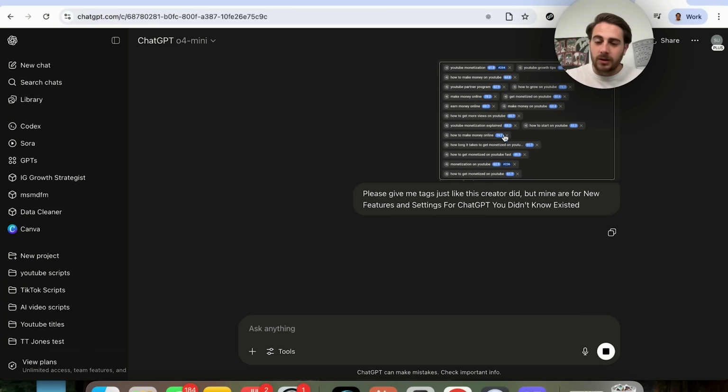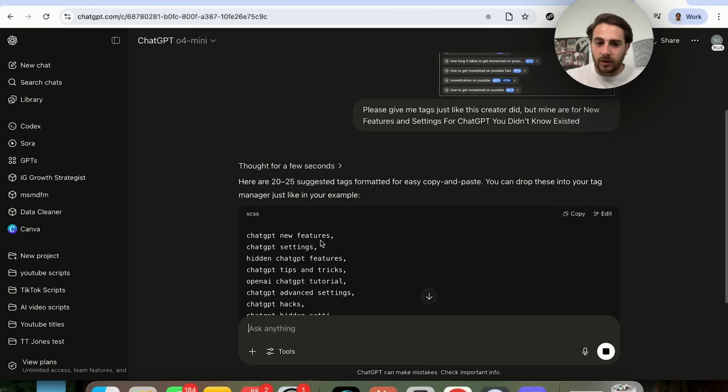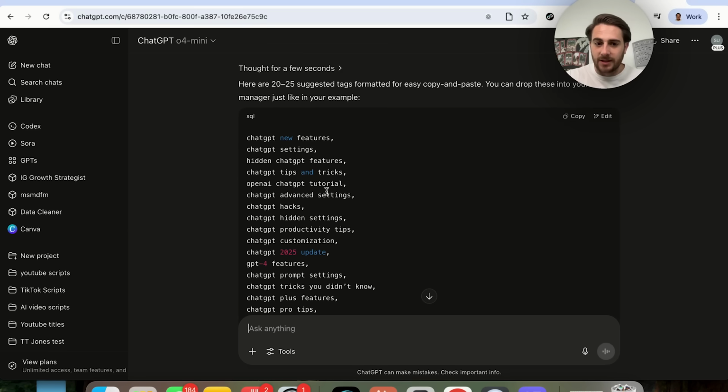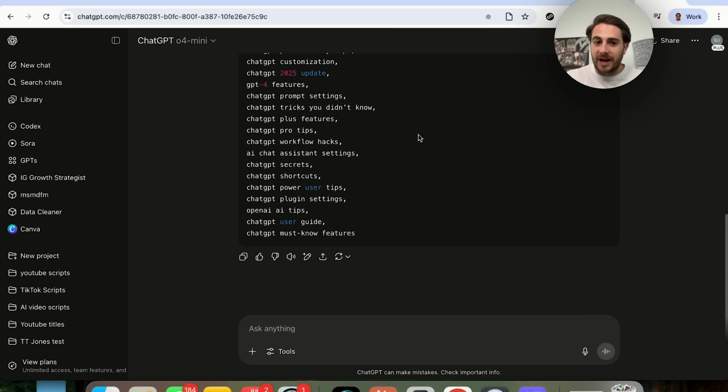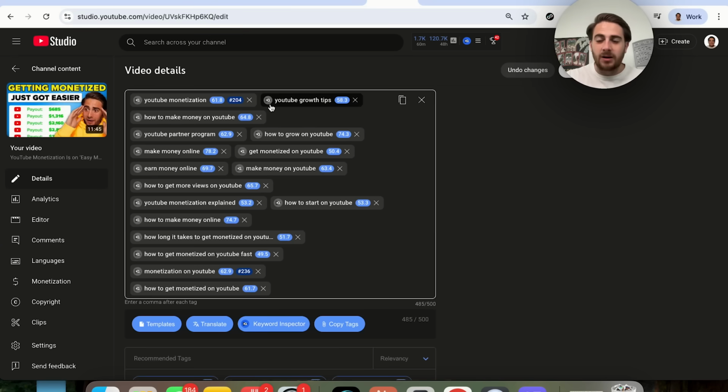Now, what this is going to do is copy the structure that I used right here. It's going to go through and suggest different tags. And then literally, you would be able to just copy these and paste these into your video in order to very easily have the right tags on your content.